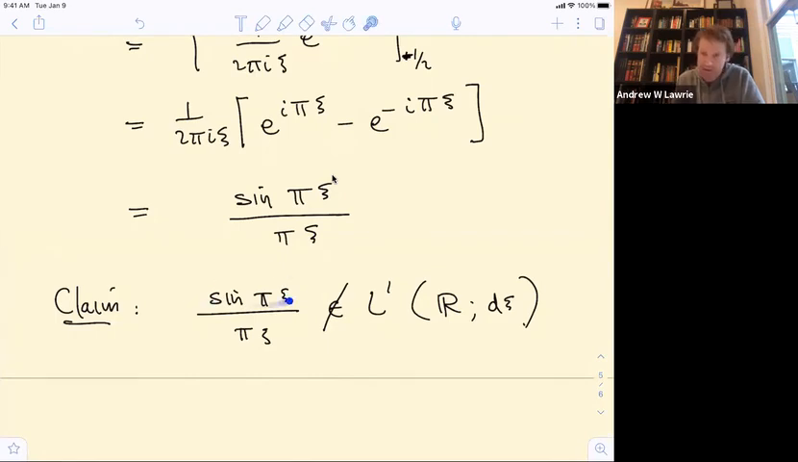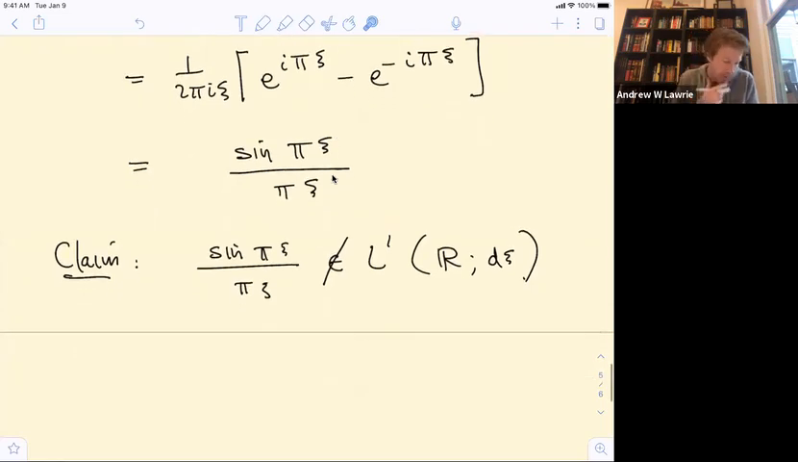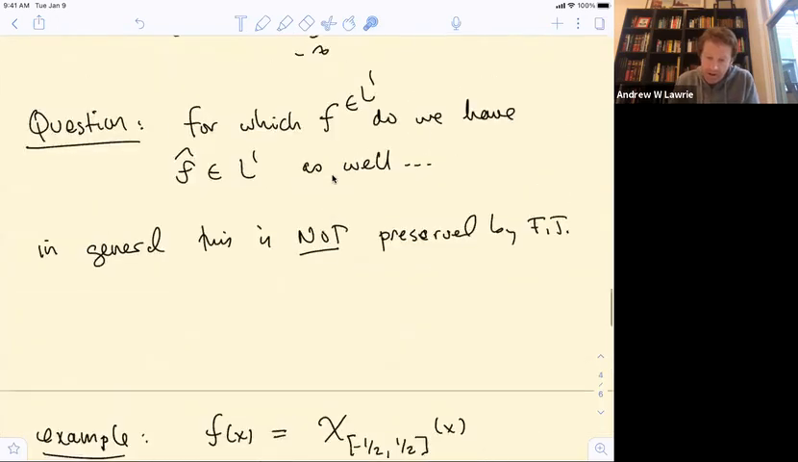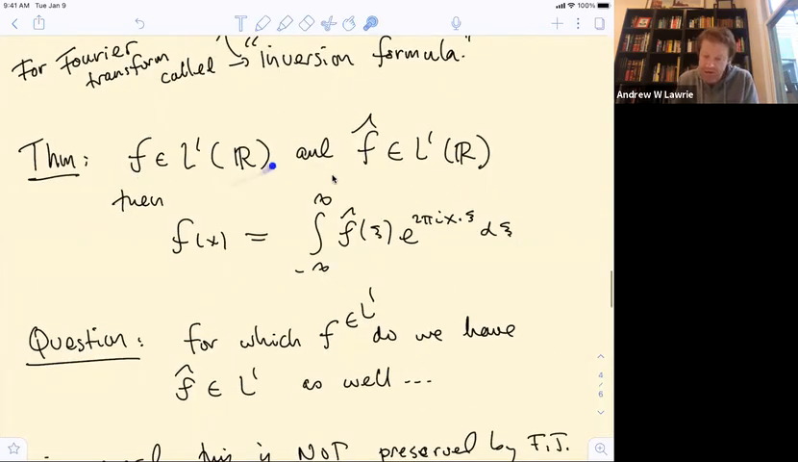The hope would be that there's oscillation here, but this is not an L1 function. So in particular, once I put absolute values around this thing, I'm dead. So in particular, if I start with L1 functions and take a Fourier transform, I'm not going to get an L1 function back again.